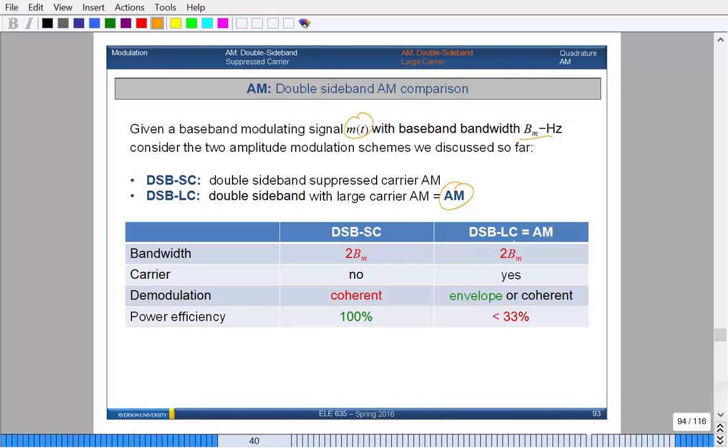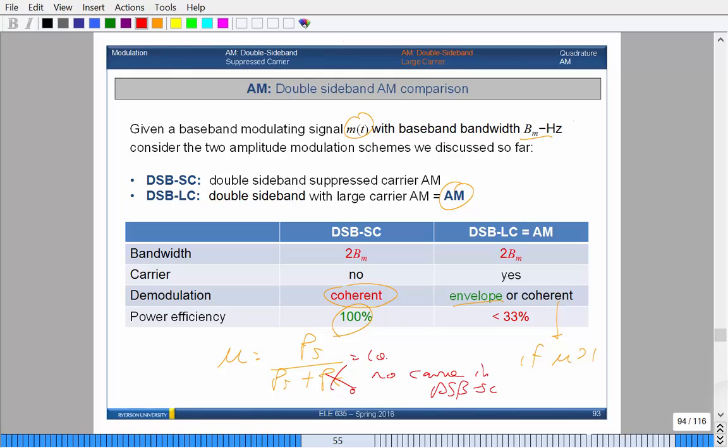This has no carrier, but the amplitude modulation does, DSB-LC. In terms of demodulation, you need a coherent detector, and for this one you can use an envelope detector, or coherent if mu is greater than 1, if you wish. The power efficiency is going to be 100% because you're not transmitting the carrier. Remember, the efficiency is equal to the power of the sidebands divided by the power of the sidebands plus the power of the carrier. Because there is no carrier in DSB-SC, that term is 0, so you get 100%. Because you're not transmitting the carrier, you get 100% efficiency, but you need coherent demodulation, so the electronics are more expensive.